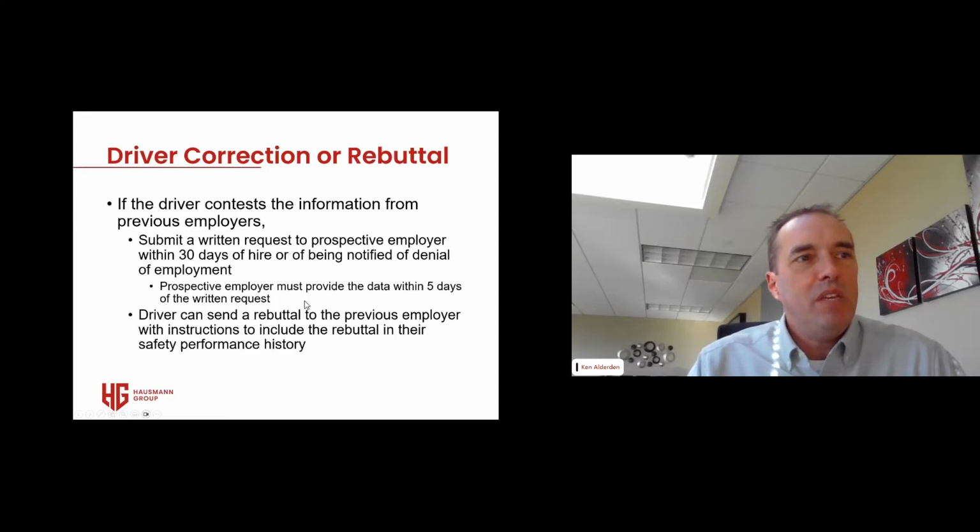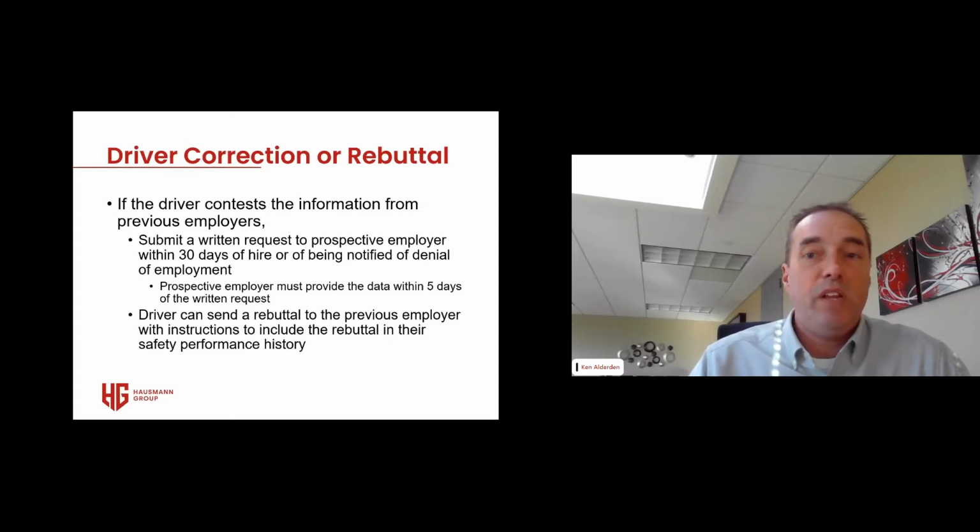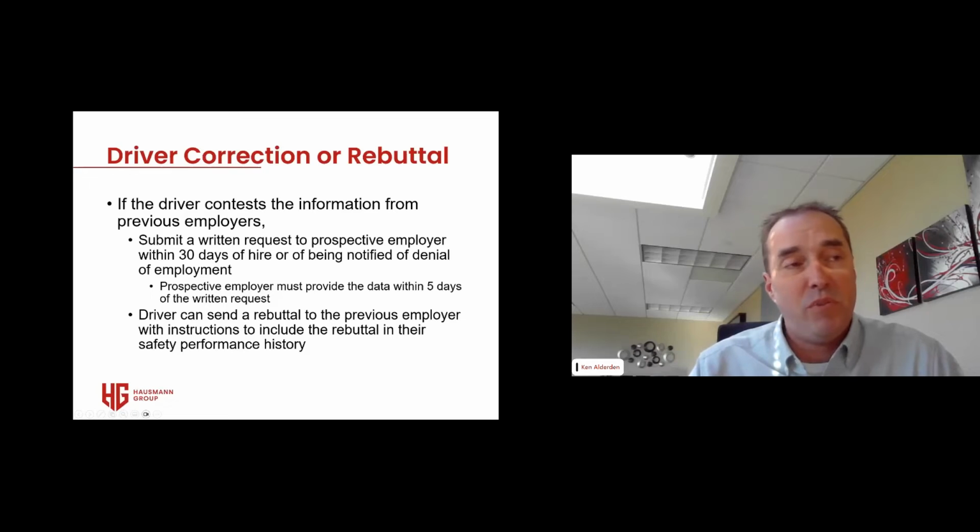If there was something in that information from the previous employer that the prospective driver didn't agree with, and I have run into these a few times, where a driver might have been cited for an accident that they didn't think was their fault. The brakes went out, and in their opinion, they asked you to fix the brakes and you didn't fix them, and they drove it anyways and got into an accident, whatever the issue might be. The driver has a right to ask you as the prospective employer, I need to see a copy of that. And they have to do that in writing within 30 days of either being hired by you or being notified of a denial of employment.